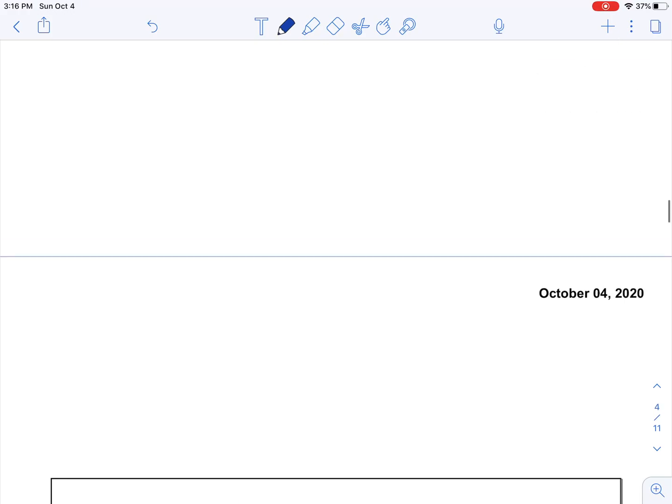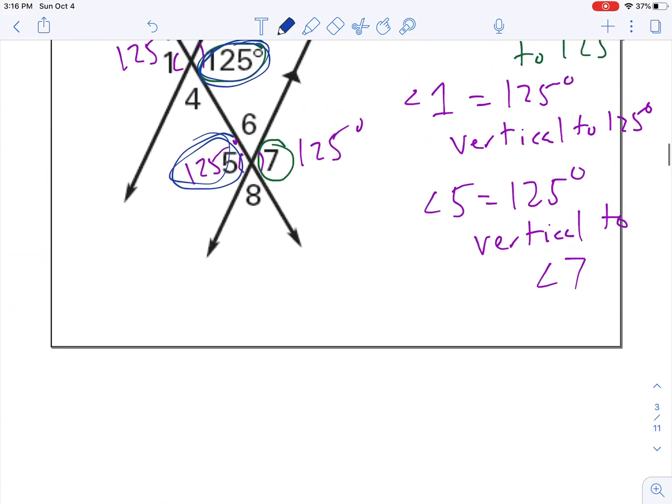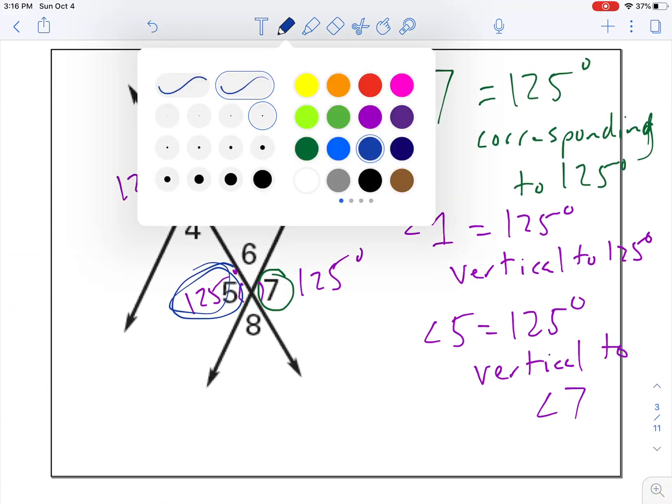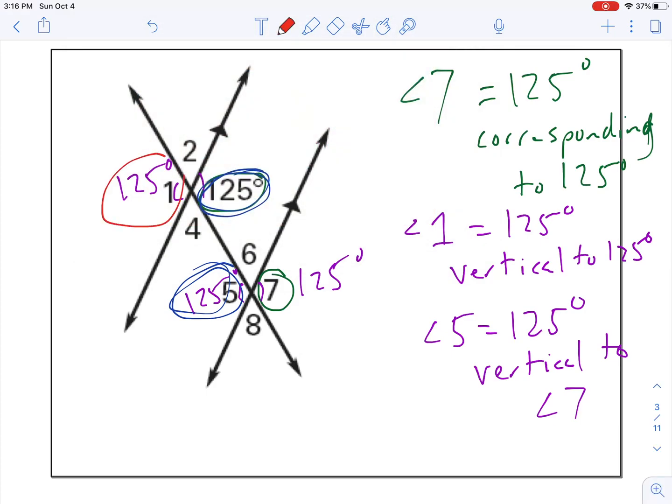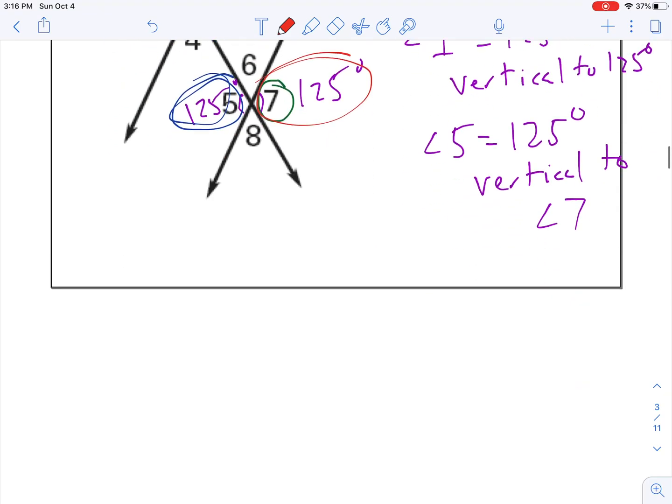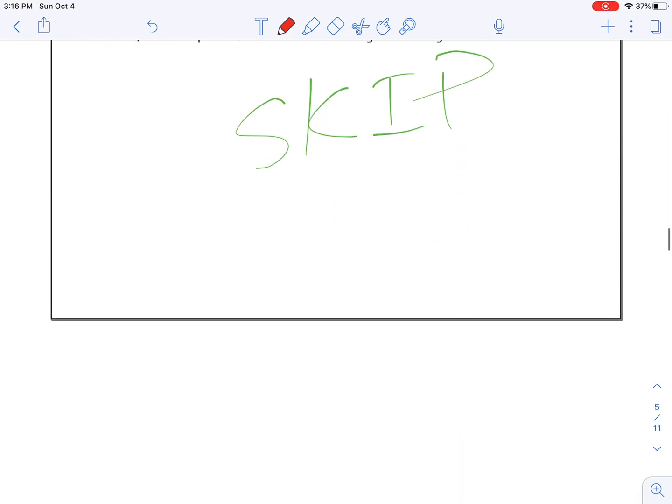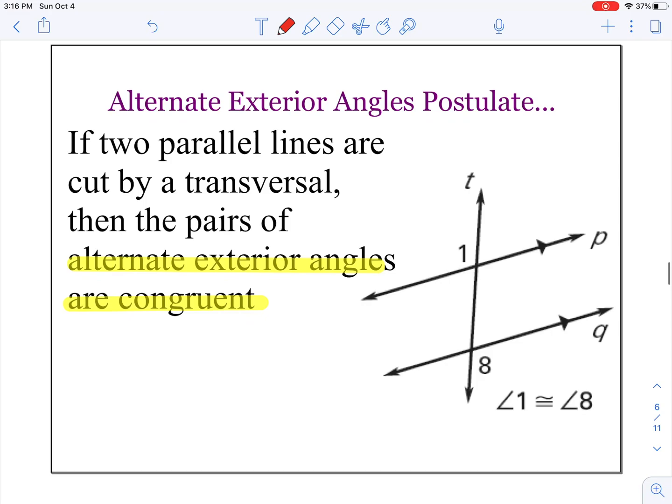Instead, I'm going to go back to our picture again, that picture we were just working with. There's a third set of angles we've dealt with already, and that would be the angle 1 and angle 7. Angle 1 and angle 7 are alternate exterior angles, and as we just found out, they're going to have to be congruent also. If 2 parallel lines are cut by a transversal, then our pairs of alternate exterior angles will be congruent.